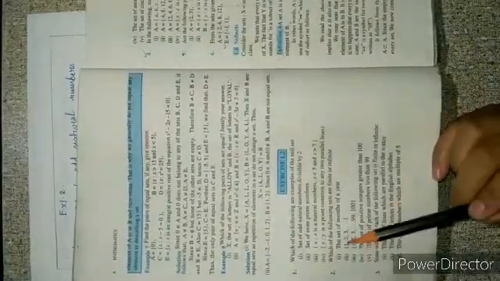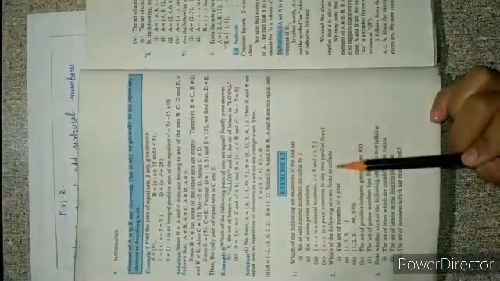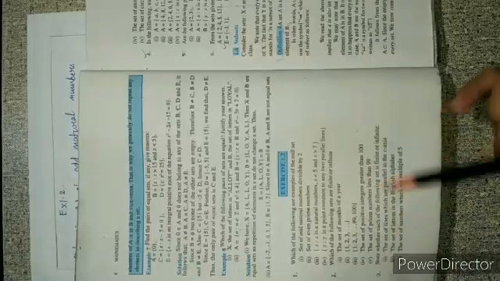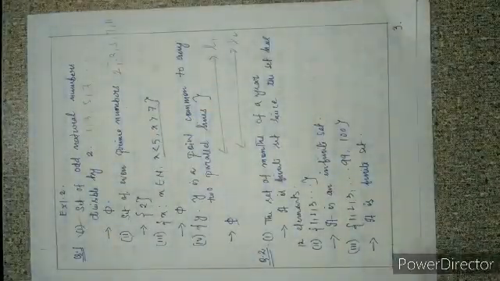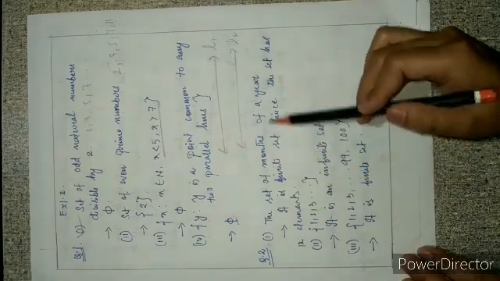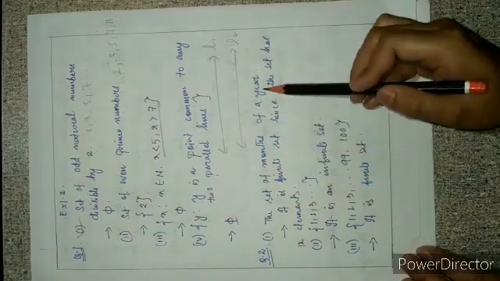Question number 2. Which of the following sets are finite or infinite? Roman number 1. The set of months of a year.